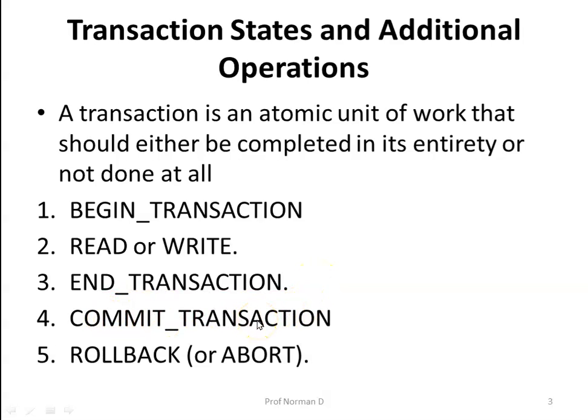Commit transaction. This signals a successful end of the transaction so that any changes or updates executed by the transaction can be safely committed to the database and will not be undone. Rollback or abort. This signals that the transaction has ended unsuccessfully so that any changes or effects that the transaction may have applied to the database must be undone.